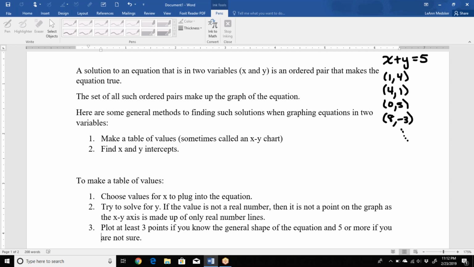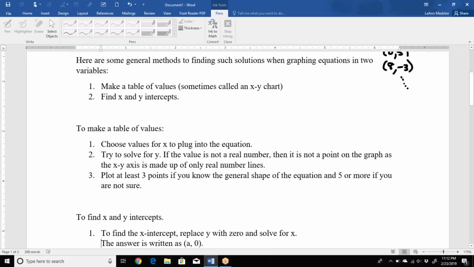So one method is to make a table of values, sometimes called an XY chart. Another method is to find x and y intercepts. I'm just going to go over what the two methods are, and then we're going to integrate them together to graph a few different equations.